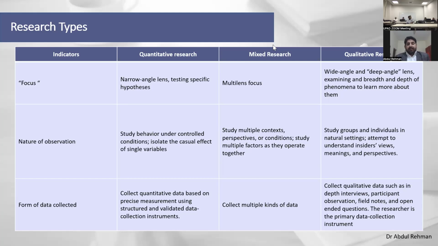Form of data collected, that's very important. In quantitative research, we collect data based on precise measurement using structured and validated data collection instruments. On the other side, in qualitative research, we go for in-depth interviews, participant observation, field notes, and open-ended questions. The researcher is the primary data collection instrument. In quantitative research, we can go for other methods.